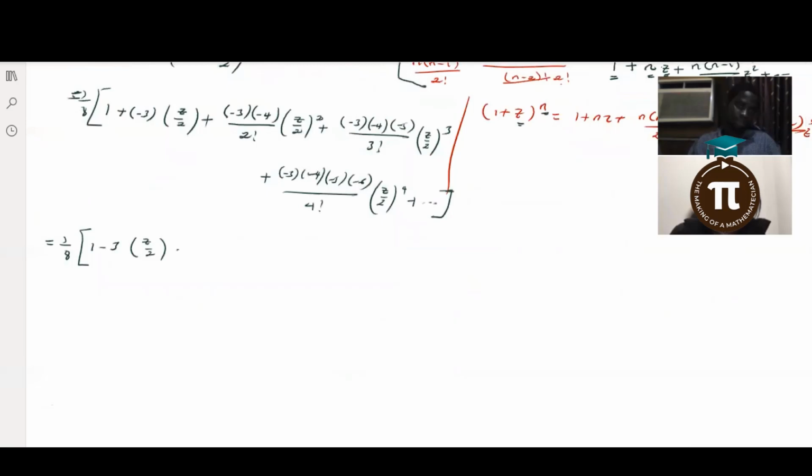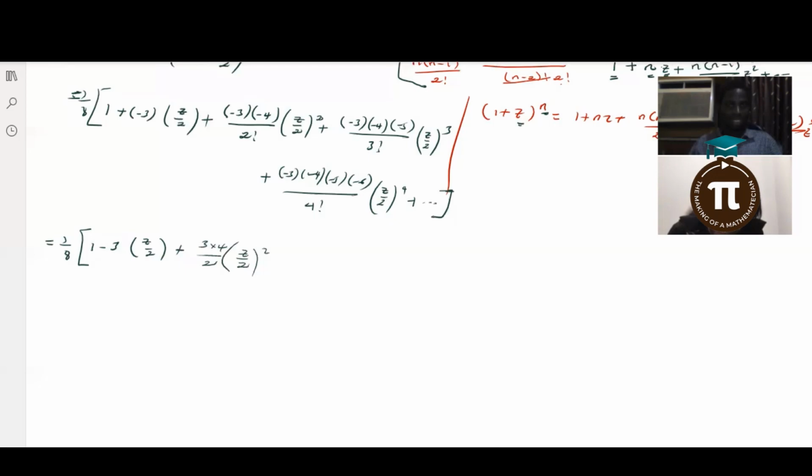So plus, well, minus 3 times minus 4 will give 12, but then divided by 2 factorial. So this is 3 times 4 divided by 2 times (z/2)^2, right? Why don't you just reduce it as you're going? Because I want you to see a pattern. You will see the pattern yourself.